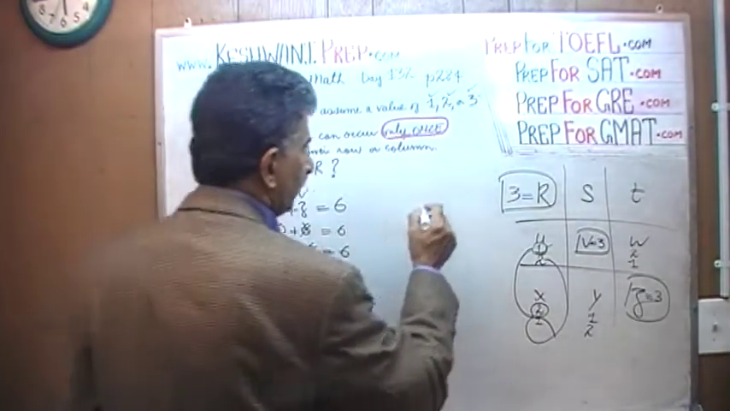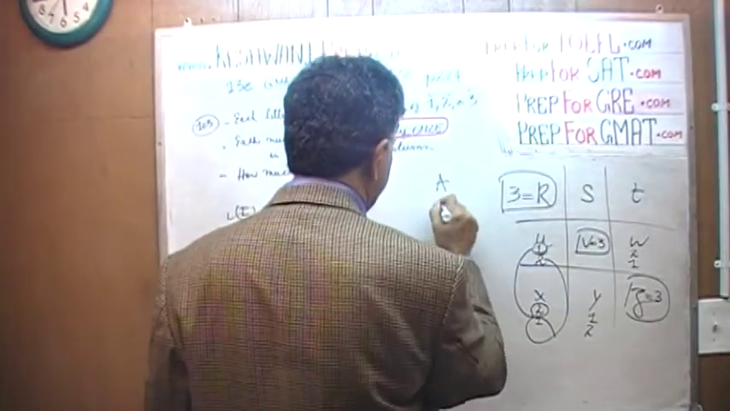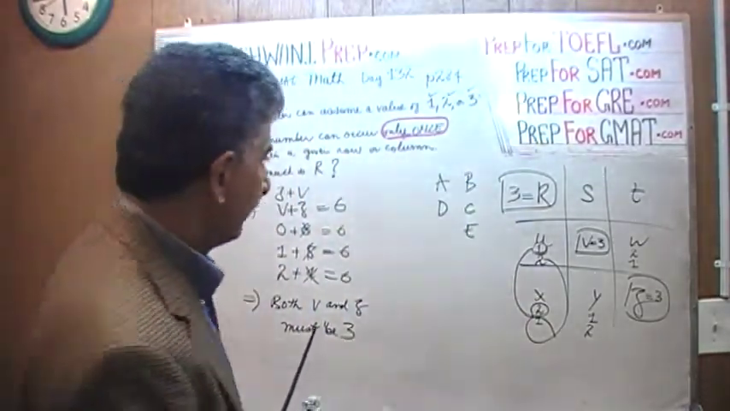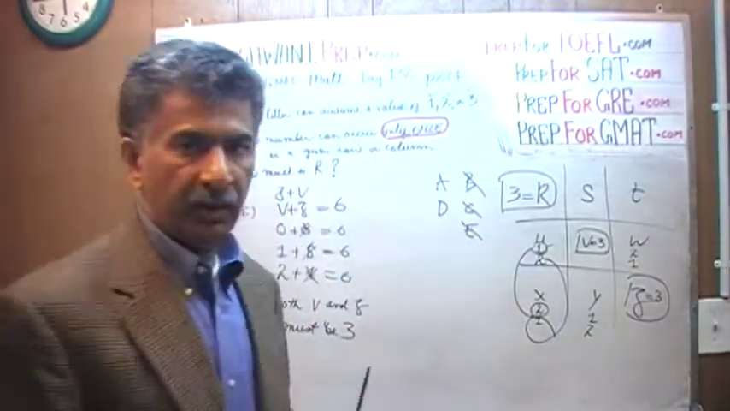The first statement is sufficient by itself, therefore A, D, B, C, E. Since the first statement by itself is sufficient, the answer cannot be B, C or D. It will have to be either A or D.